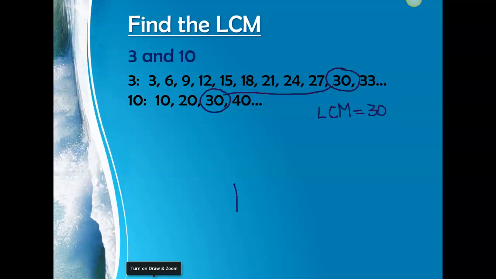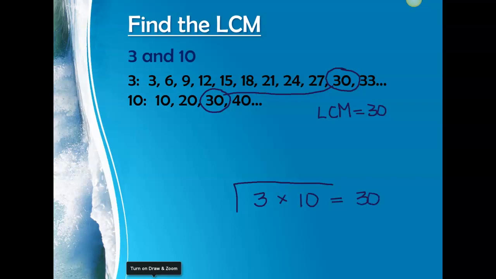Let's put both 3 and 10 inside the ladder. The only factor common to both 3 and 10 is 1. I can't do any division at all, so the way I would calculate the least common multiple is to simply multiply the two numbers together. 3 times 10 equals 30.